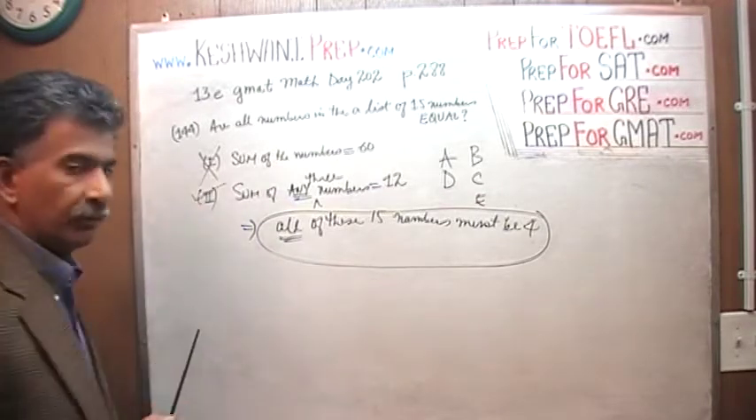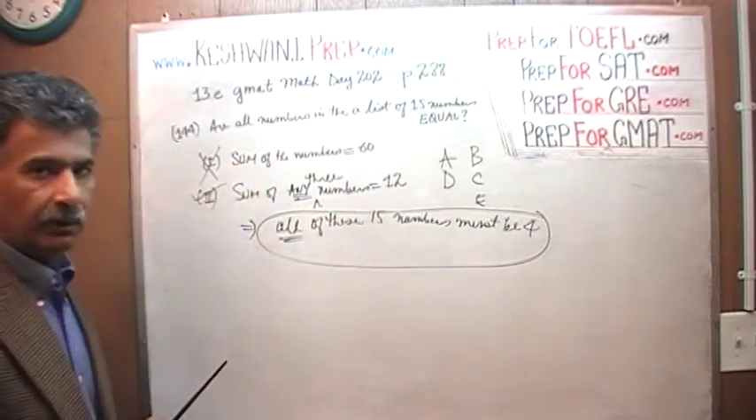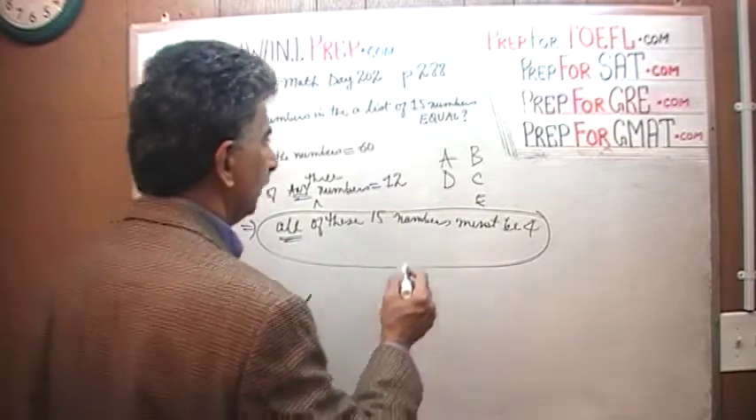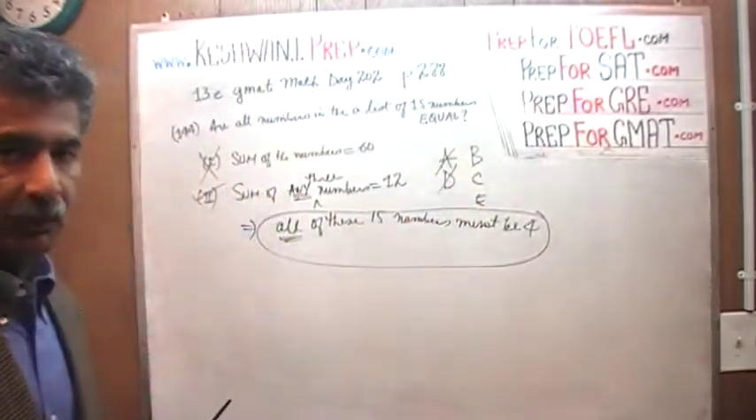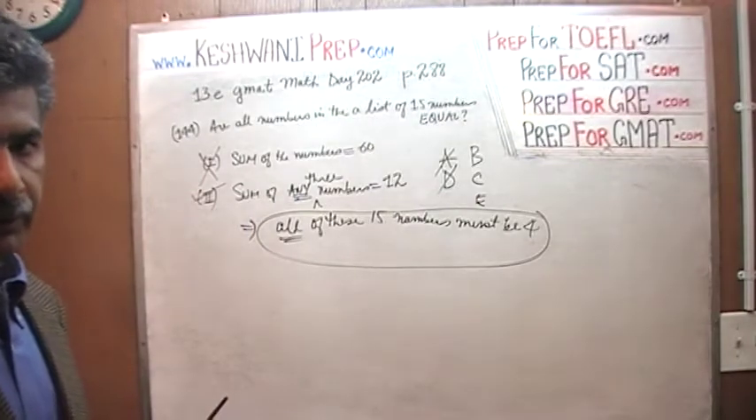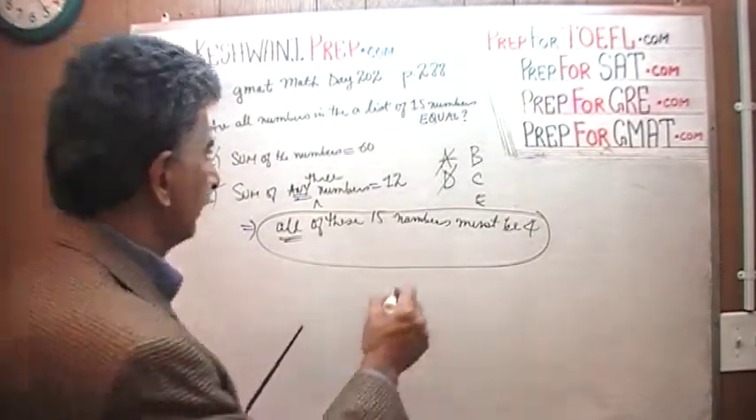We found that the first statement was not sufficient, so we knew at that point that the answer could not be A or D. The answer had to be either B, C, or E. Now we know that because the second statement works, the answer is B.